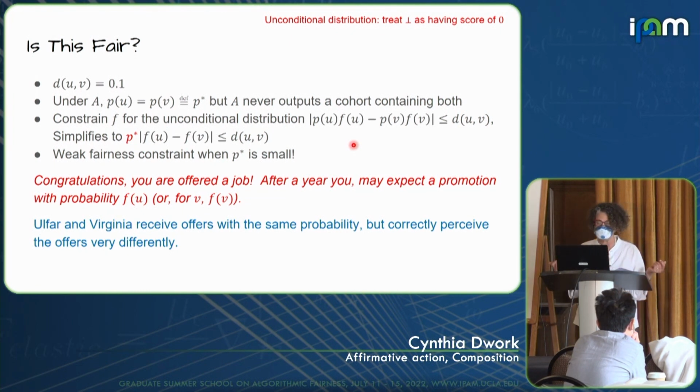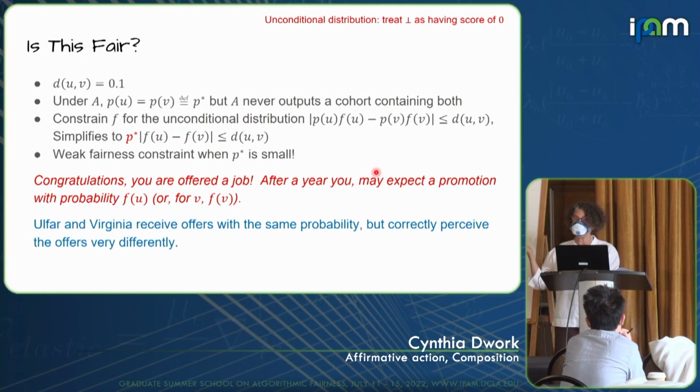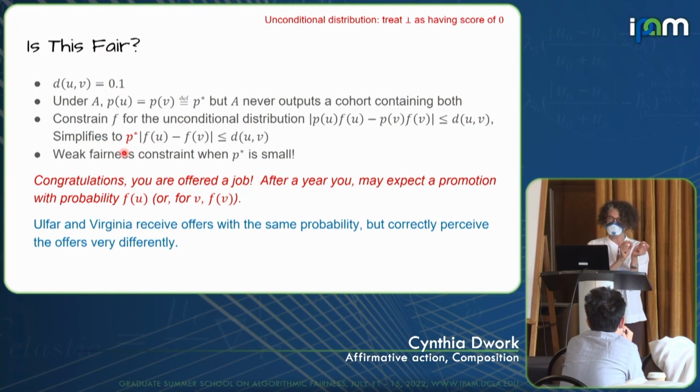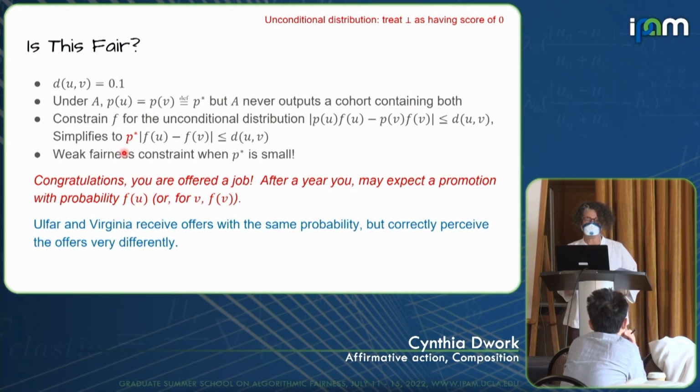Congratulations, you've been offered a job. After a year, you may expect a promotion with some probability, F of U for U or F of V for V. Same probability of getting hired, but in this example, U for Olfar and V for Virginia receive very different looking offers. They could have very different scores later. And that difference is just completely mitigated by their small probability of being hired in the first place. So this satisfies some kind of notion of fairness, but clearly they should perceive these offers very, very differently. And that's the kind of thing that we have to deal with.